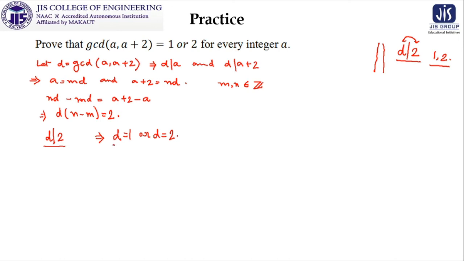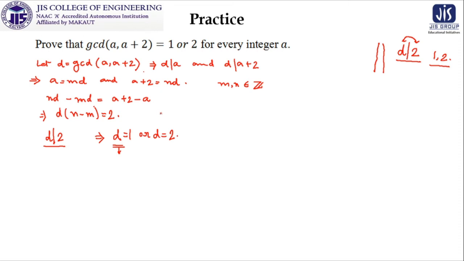Now what is the thing we have taken as D? The GCD of A comma A plus 2. And from this very simple four-line calculation we got that D will be either 1 or 2 for every integer A, and we will claim that this problem is done.